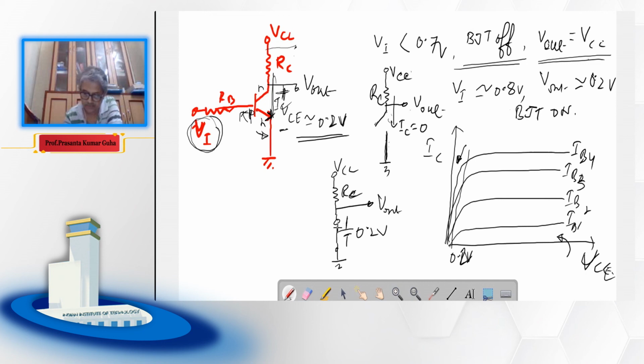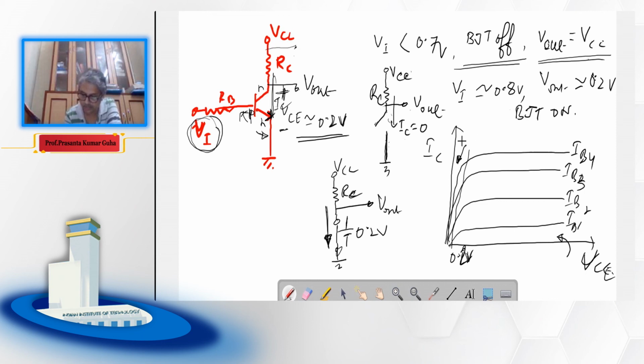That is like a switch, because in case of a switch, when the switch is off, there is no current through the switch and the entire voltage is across the switch, and when the switch is on, all the current flows through that switch and the voltage drop across the switch is very small. In the ideal case the voltage drop should be 0 volt; here it is close to 0.2 volt. So this way the transistor, or BJT, can act as a switch.